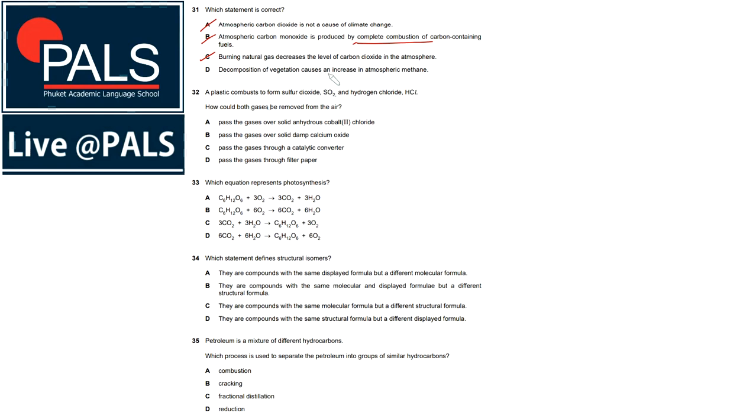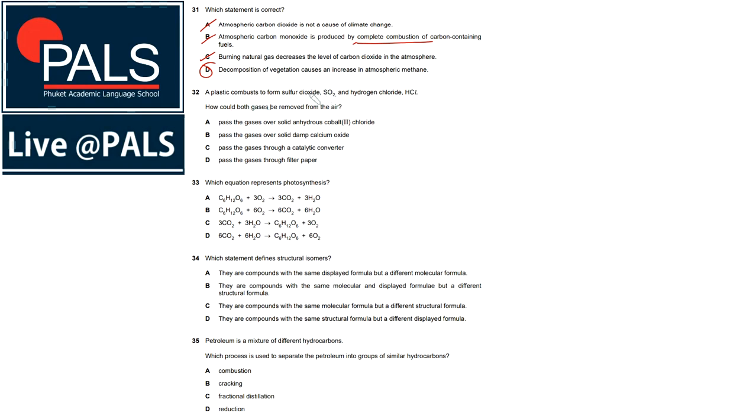Decomposition of vegetation causes an increase in the atmospheric methane. So that should be the correct answer here. Because a decomposition of vegetation means the decomposing organisms respire, and that produces carbon dioxide and not methane.